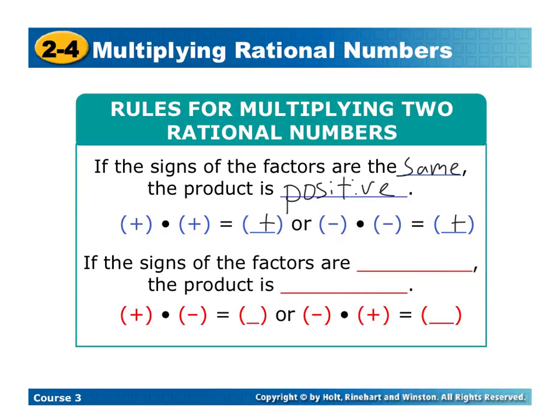And if the signs of the factors are different, then the product is going to be negative. So a positive times a negative is a negative, and a negative times a positive is also a negative.